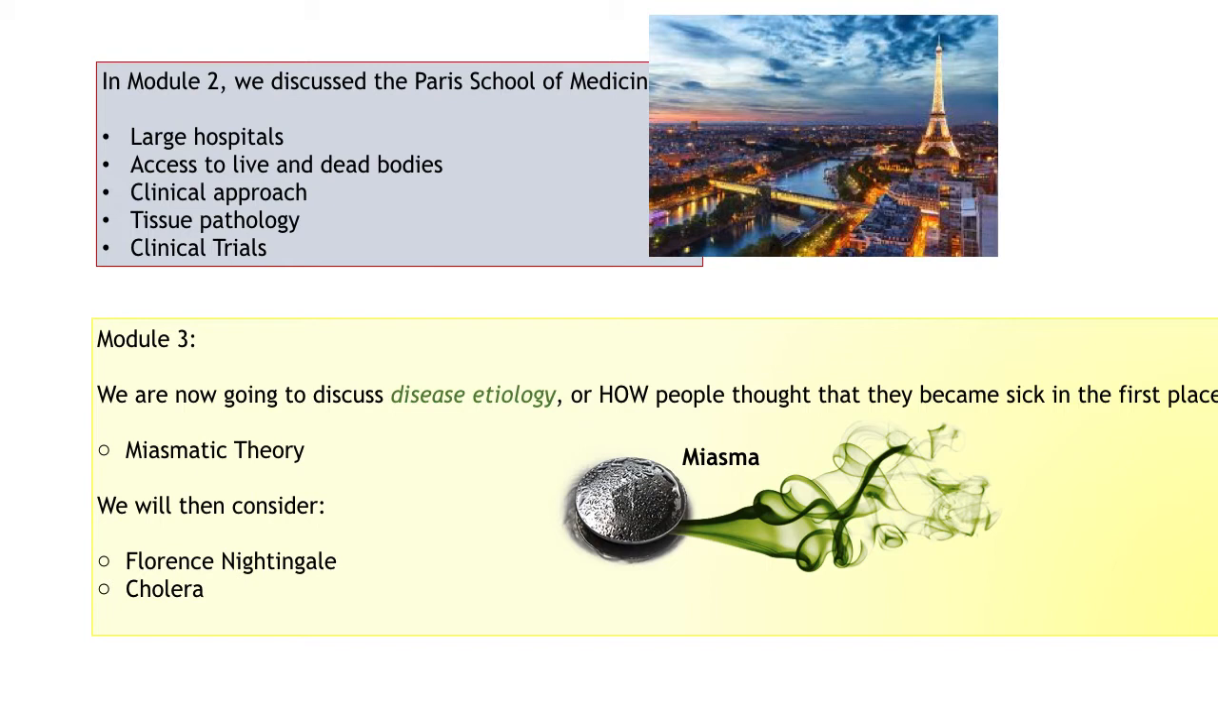Now, in the first part of Module 3, we're going to move on to talk about disease etiology. Etiology just means causation. So, how people thought they became sick in the first place. And for the first part of the 19th century, in fact, for 3/4 of the 19th century, disease etiology focused around the miasmatic theory.